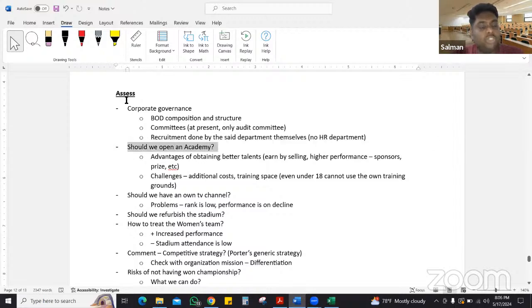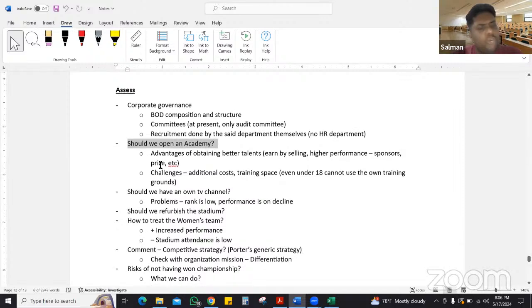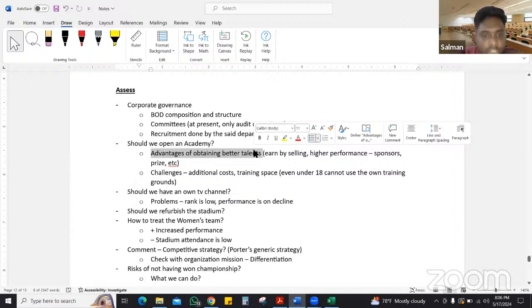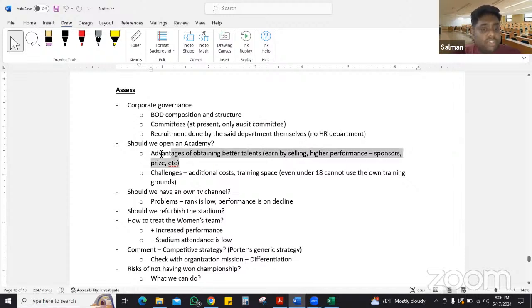Next, should we open an academy? These are things that we can develop. These are questions we can develop based on our readings. We discussed academies are also opened by only a few clubs. We discussed advantages. We can obtain better talents, recruiting talents from the age of 9. We can develop better players. They can be talented first team players who can improve future sales, who can improve future performance, and we can also sell players. So those are the benefits of academies.